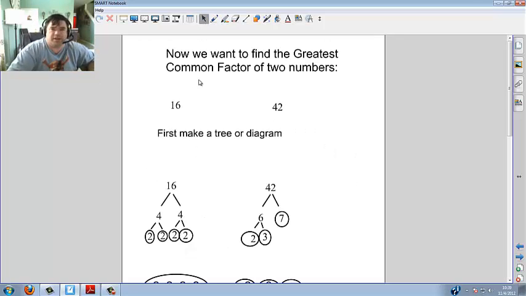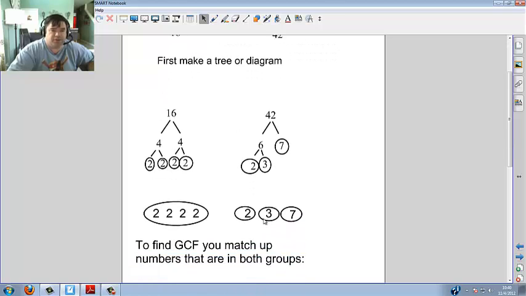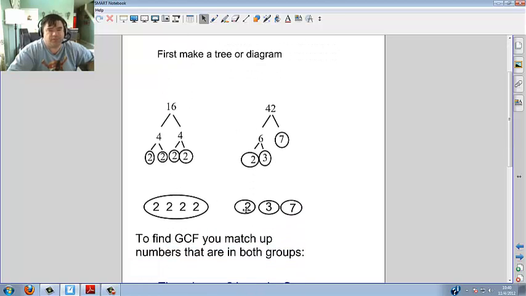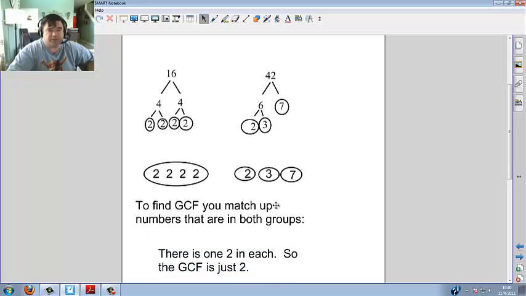Now we want to find the greatest common factor of two numbers. So let's say 16 and 42. 16 breaks down to a 4 and 4, which breaks down to a 2, 2, 2, and 2. 42 breaks down to a 6 and 7, which breaks down to a 2 and a 3. Now if you notice, I have 4 2's here. I have a 2, a 3, and a 7 over here. To find greatest common factor, you match up the numbers that are in both groups. In other words, what's the same? Well, the only thing that's the same between these two is a 2. So the greatest common factor is a 2.